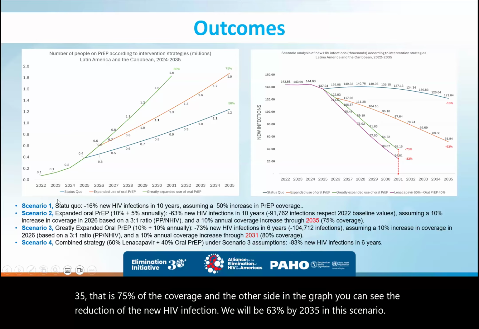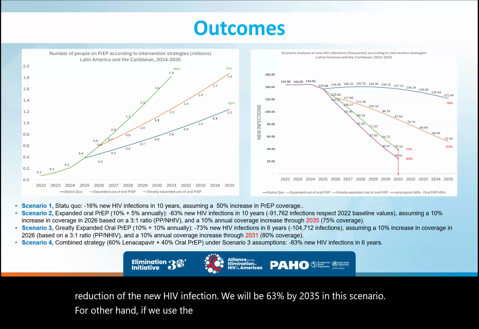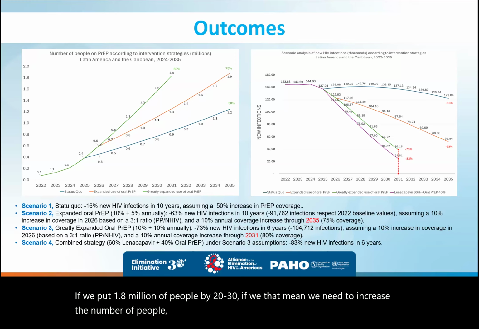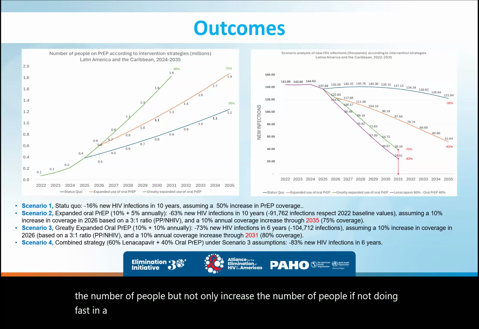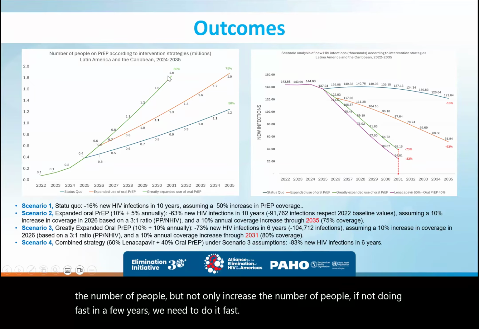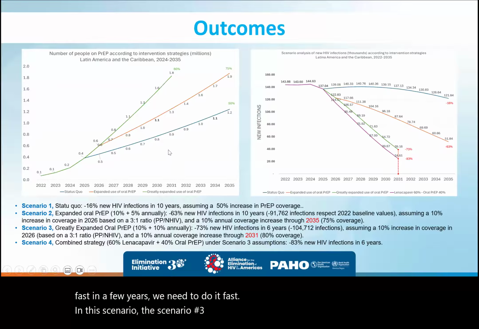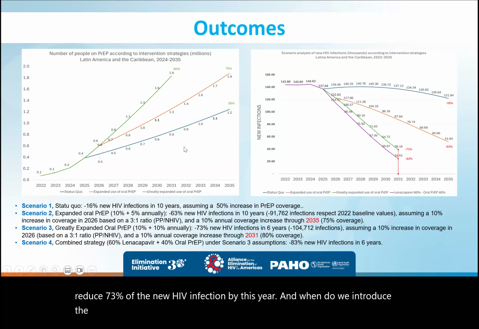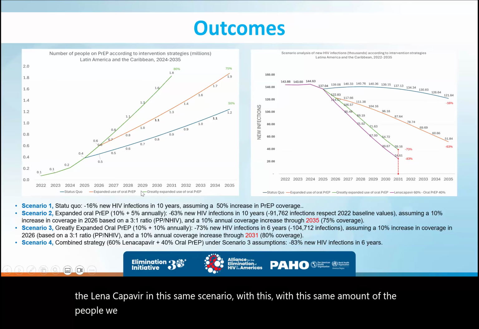On the other hand, in the greatly expanded oral PrEP scenario, we put 1.8 million people by 2030. That means we need to increase the number of people, but not only increase it, we need to do it fast, in a few years. In scenario number 3, with 1.8 million by 2031, we can reduce new HIV infections by 73% by this year. And when we introduce lenacapavir in this same scenario, with the same number of people, we can achieve an 83% reduction of new HIV infections.